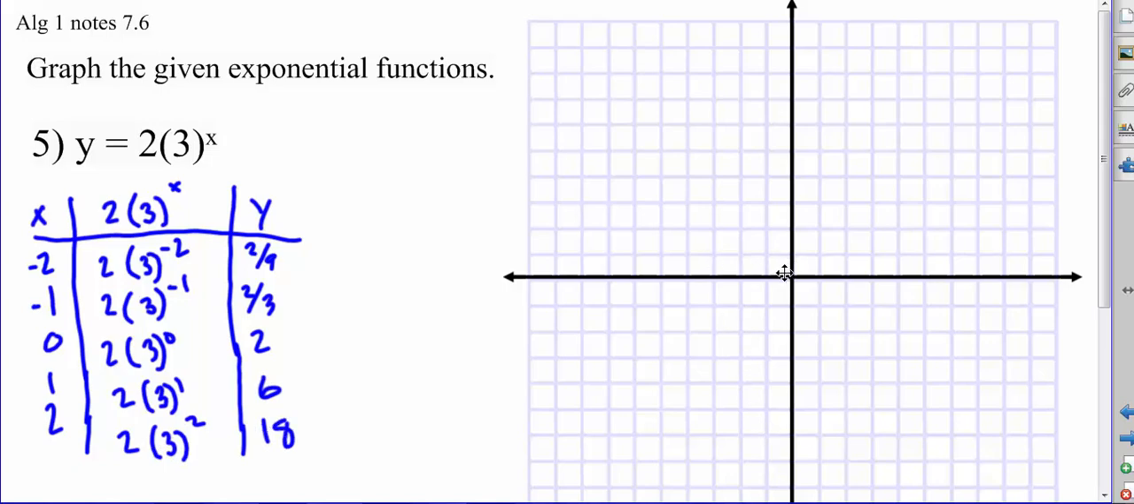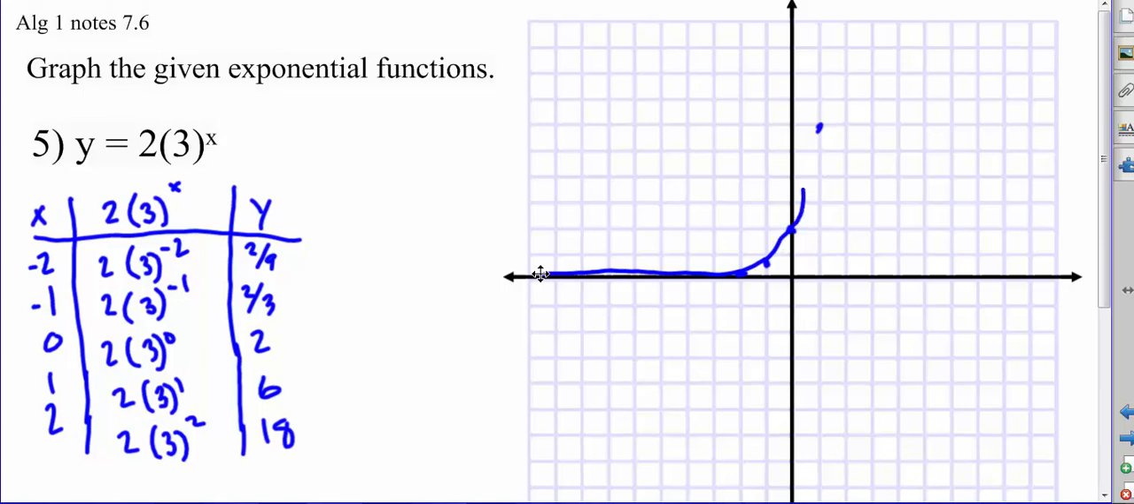Now I'm going to plot these points, -2 and 2/9. I know 2/9 is kind of a weird one to try to graph. It's okay, we're just doing a little bit of an estimate. -1 and 2/3, maybe it should be in between a half and a whole, somewhere about there. 0, 2, I can get that one pretty accurate. 1 and 6 would be up here. Once I hit 2 and 18, I'm off the grid, so I'm going to go ahead and just stop right there and then draw my sketch.